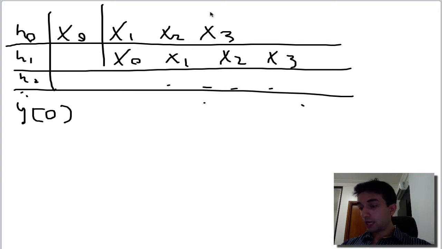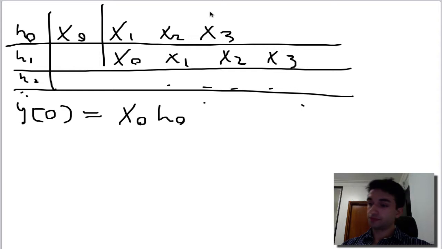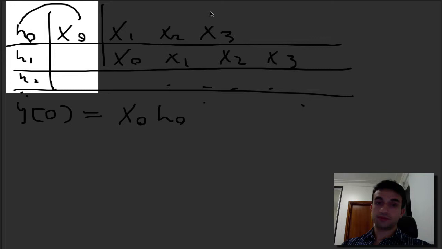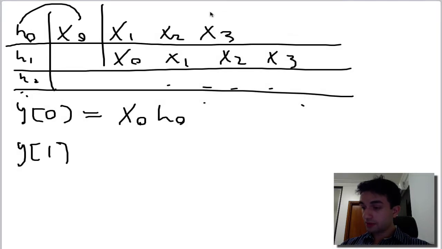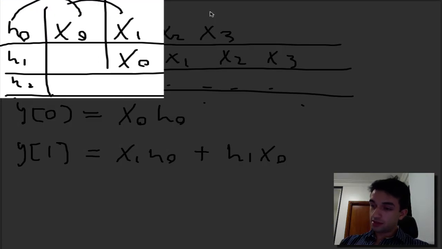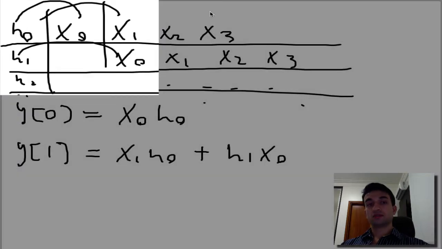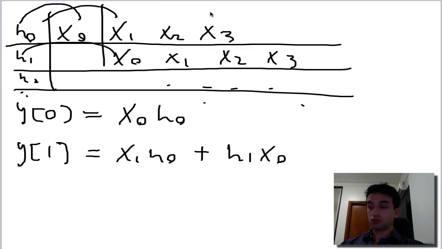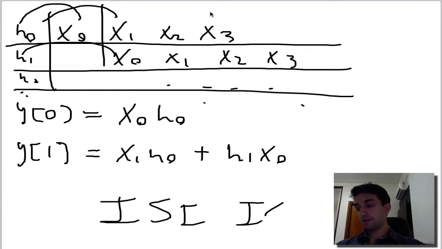So y0 is equal to x0 h0. Y of 1 is equal to x1 h0 plus h1 x0. This times this, this and this. So this is it. This is how I see convolution. And we'll see in a moment how this facilitates the understanding of ISI and ICI.